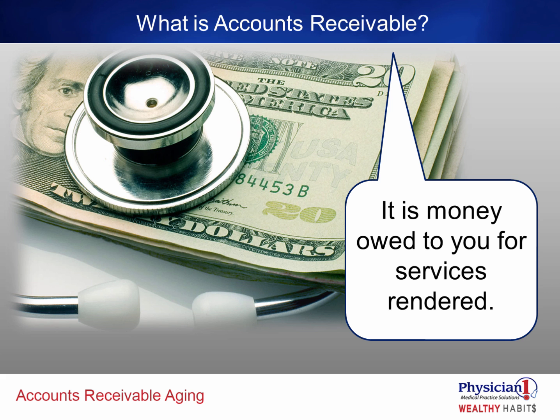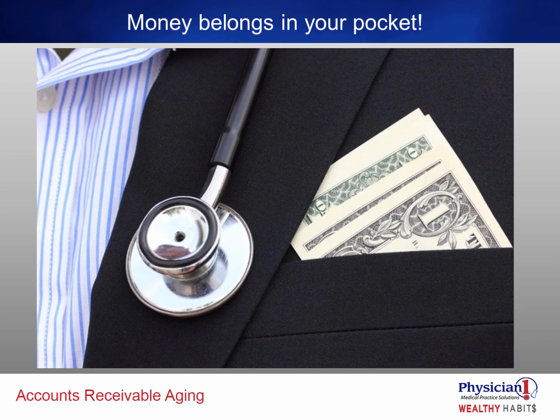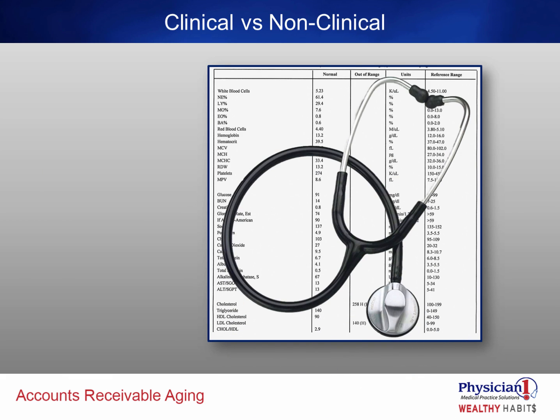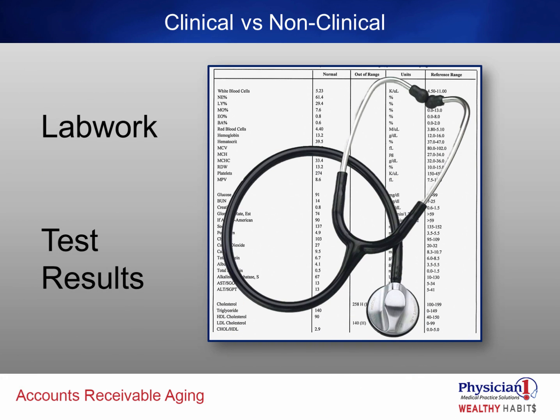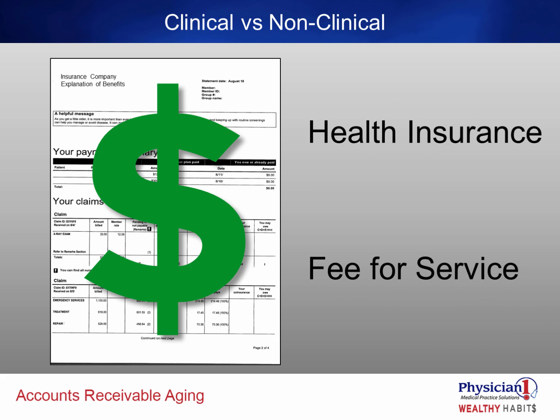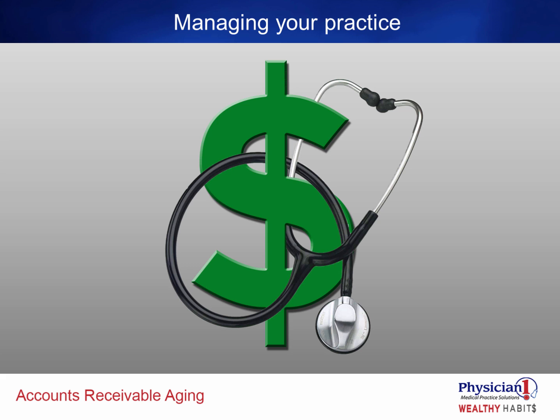Accounts receivable is money owed to you for services rendered. The aging piece is how long it takes that money to end up in your pocket. I want you to think about your patients having two sets of numbers. Clinical numbers like lab values and things like that, and then non-clinical numbers. That's the financial piece. You already know how to manage their clinical numbers, and today I'm going to teach you how to manage their non-clinical numbers.